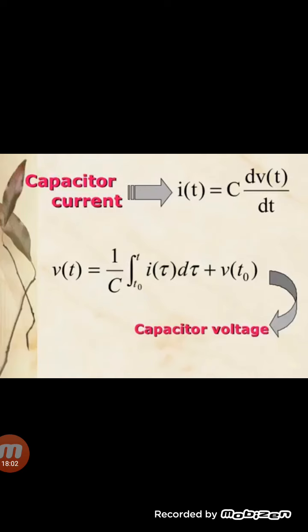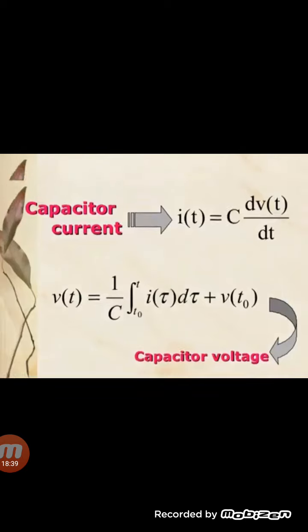In fact, current is time dependent, and over here V of t is also time dependent. So we get i of t is equal to C dV of t over dt. So V of t is equal to 1 over C integral t naught to t i of tau d tau plus V of t naught. If you have taken note of the inductor current, then you can easily write the capacitor current and the capacitor voltage.